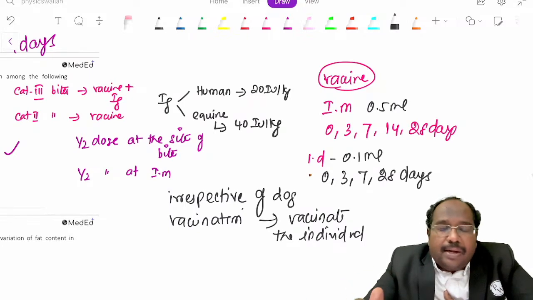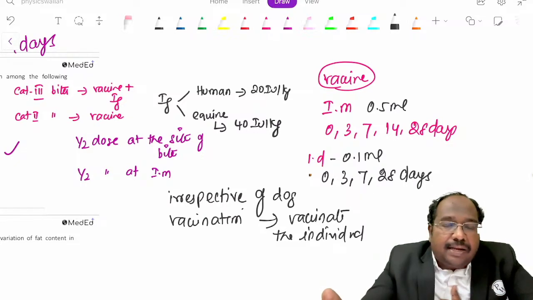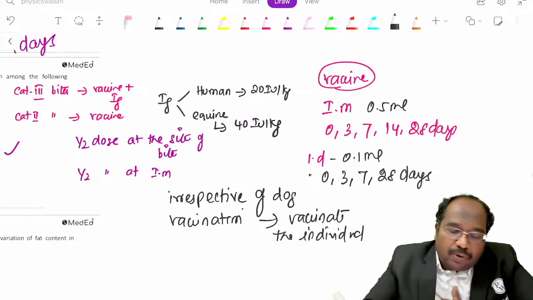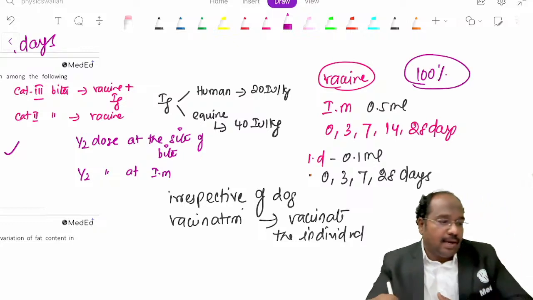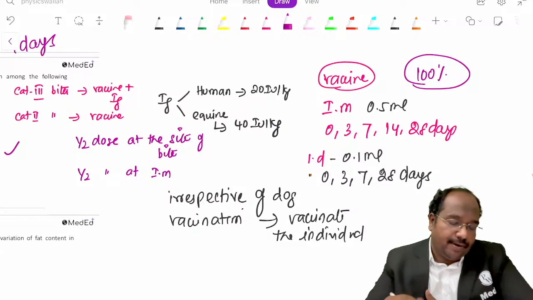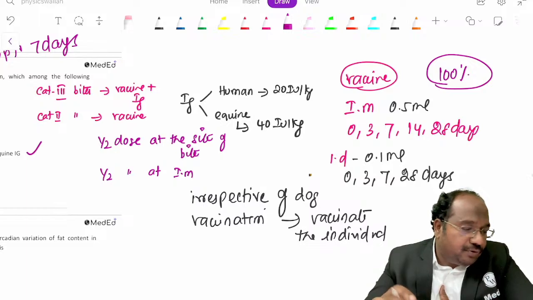Second, what is the case fatality rate of rabies? We are doing all these things to prevent rabies. Come on, you can post it in the live chat. Case fatality is the only condition you are having: a case fatality rate of 100%. So irrespective of dog vaccination, you vaccinate the individual, guys.